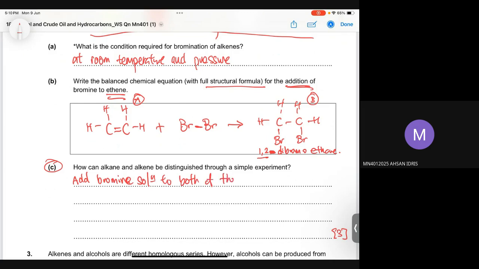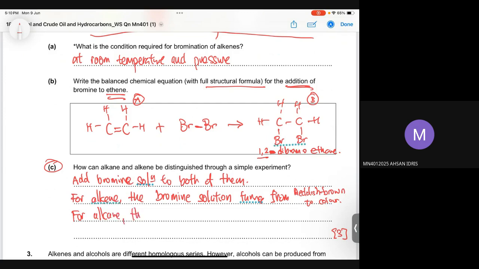Then you notice that for the alkene, the solution turns colorless. Always must have a before and after. So the bromine solution turns from reddish brown to colorless. And for the alkane, the solution remains reddish brown. So reddish brown to colorless is for alkene, and for alkane the bromine solution remains reddish brown.